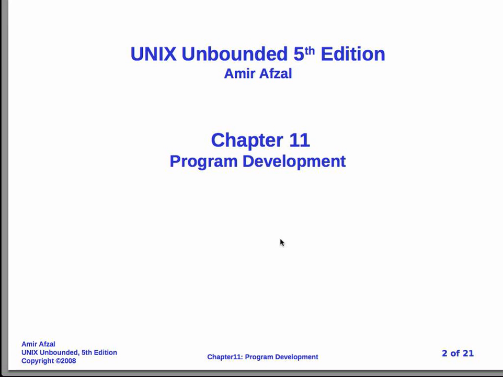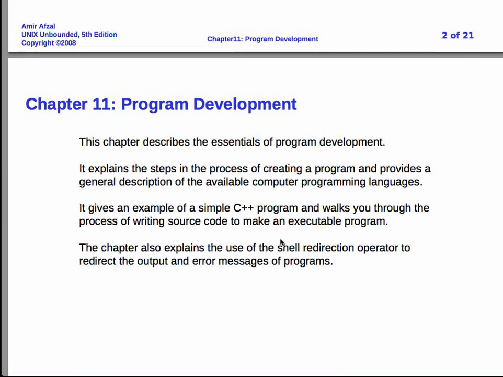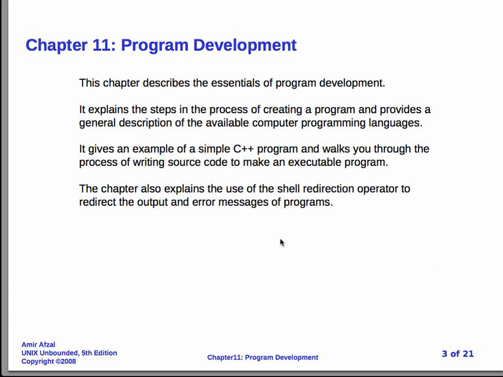Okay. So this is chapter 11 in the book. This chapter describes the essentials of program development, that is, writing custom programs that we can execute on a Unix or Linux environment. It explains the steps in the process of creating a program and provides a general description of the available computer programming languages. We'll see that there's quite a bit more that we can do than is really in the book.